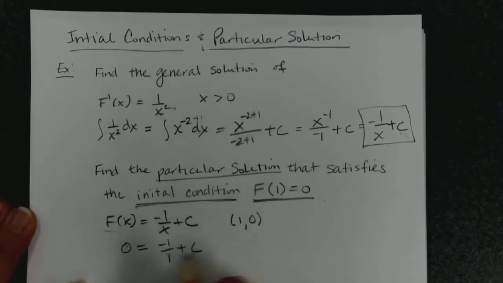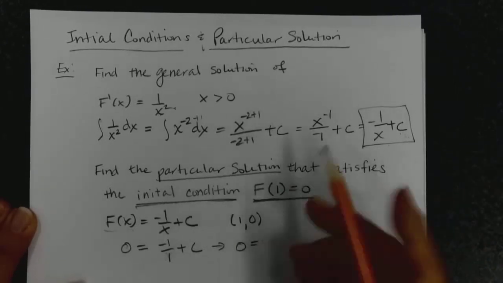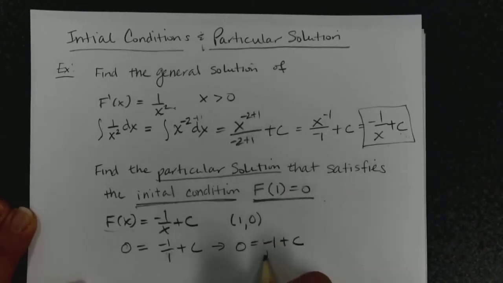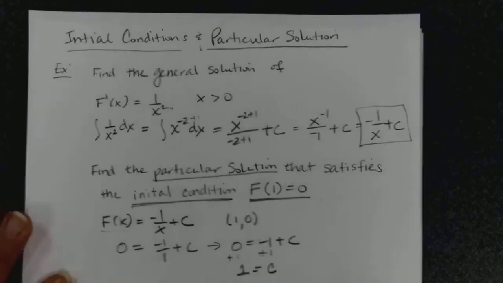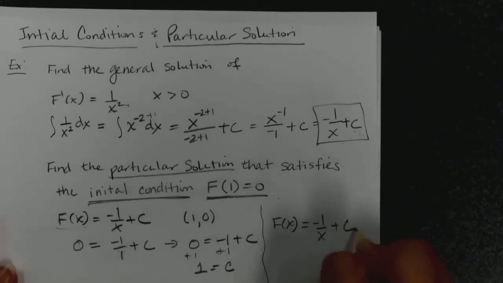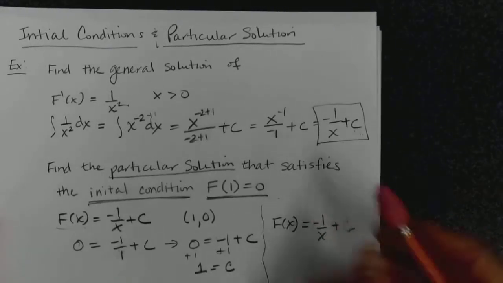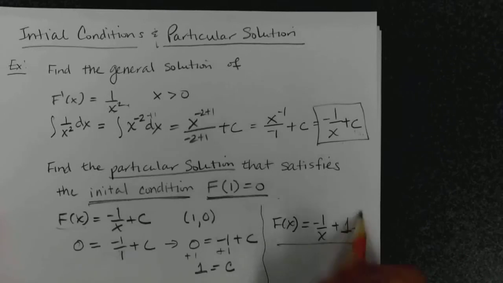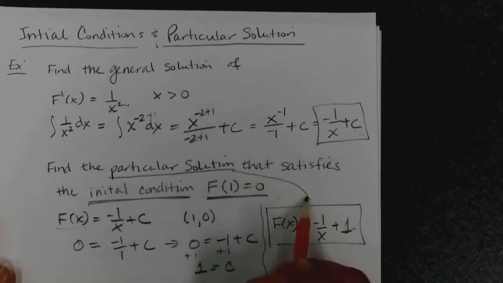And so then this will become 0 equals negative 1 plus c. I'm going to add 1 to both sides, so then c has to equal 1. So then my particular solution is f of x equals negative 1 over x plus 1. And that is my particular solution right here.